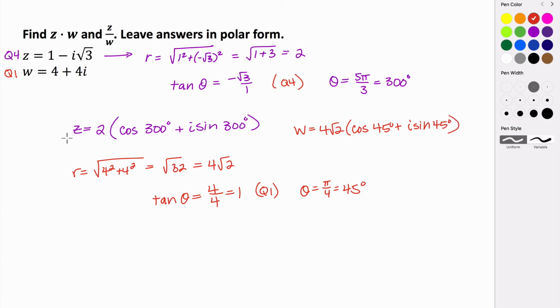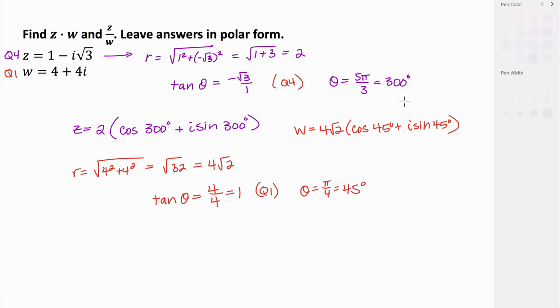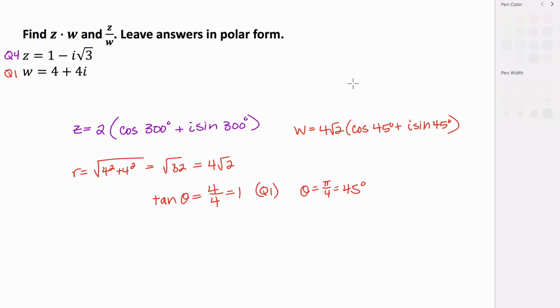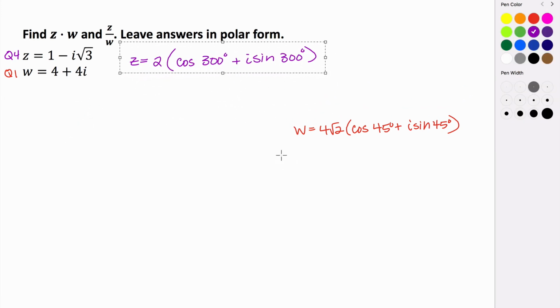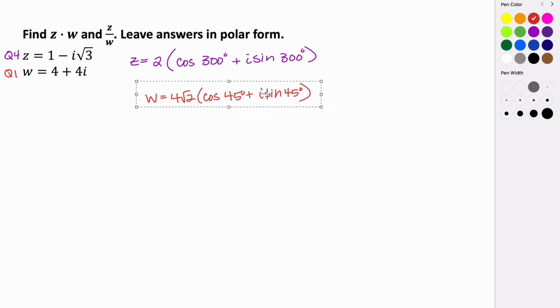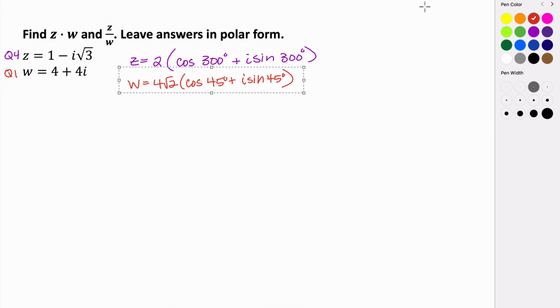So I'm actually going to erase all of this other work so that we can have room to actually do our product and quotient. So get rid of all of this, and we need to move these so that we can do this. So here's z expressed in polar form and w expressed in polar form. So now let's actually do these products.